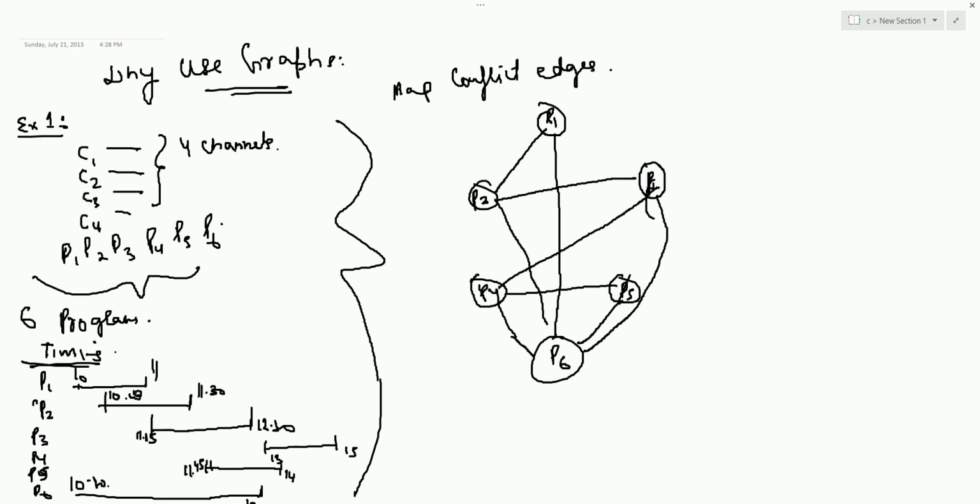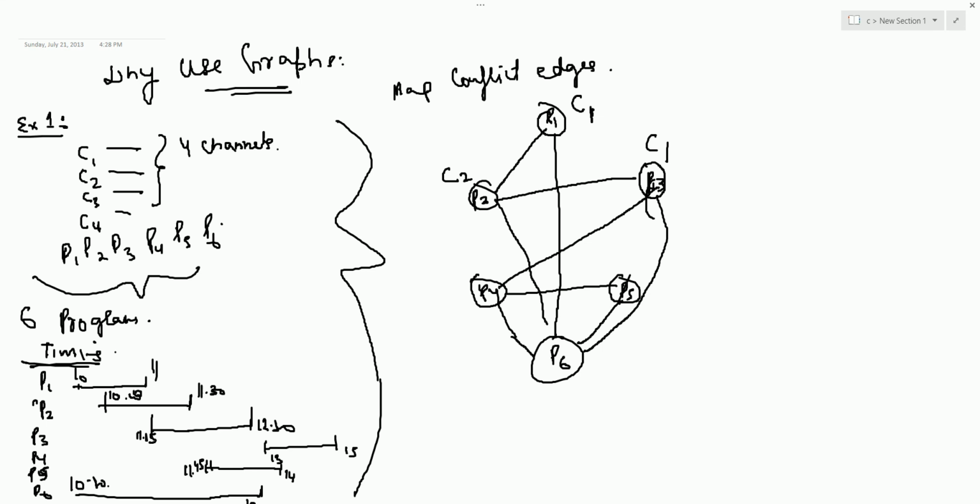So if you assign channel 1, C1, to P1, now you cannot assign this to P2, and you cannot assign channel 1 to P6. Okay, say for P2 you give channel 2. Now if you give P2 channel 2, you cannot give channel 2 to P3, or to P6. So instead you can give C1 to P3, because there's no problem giving C1 to P3, since P3 does not have a conflict with P1.